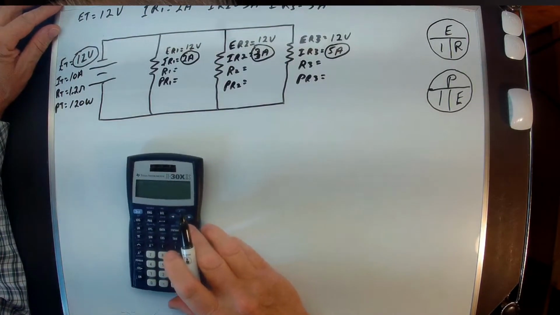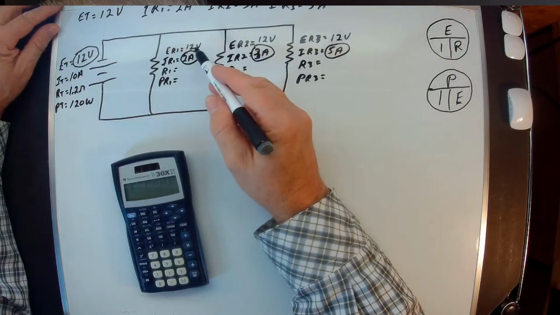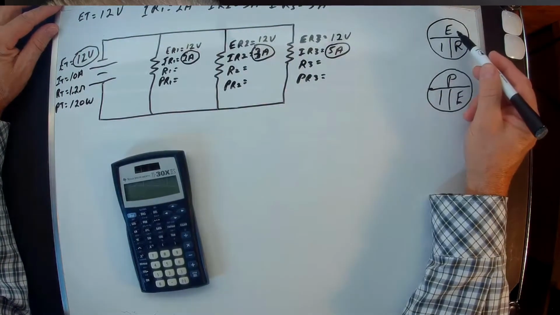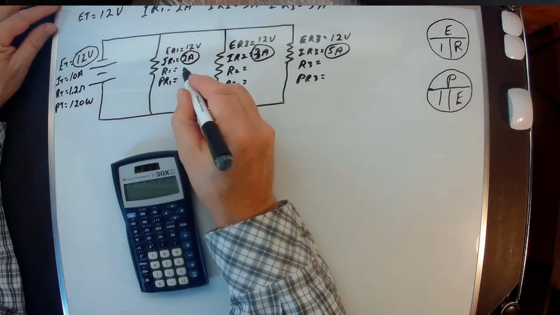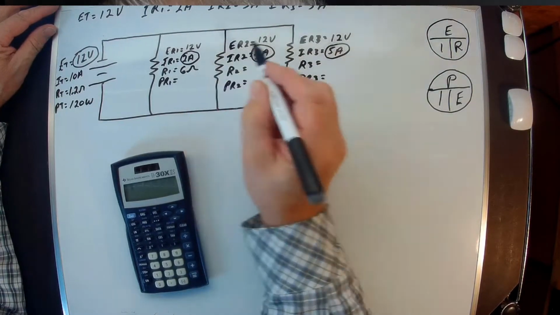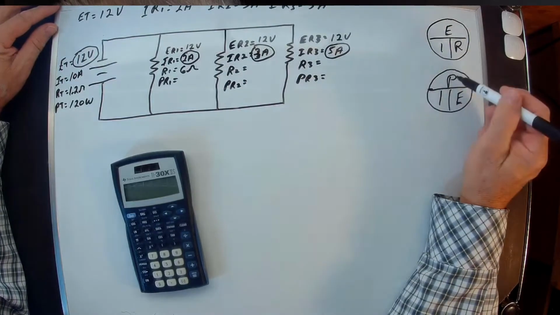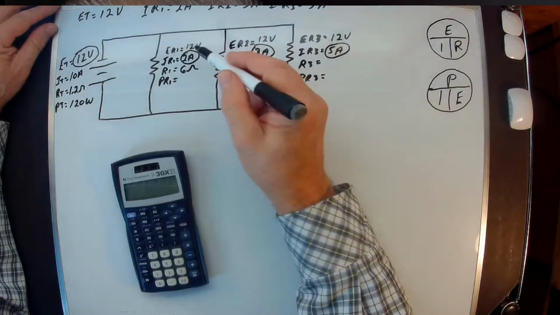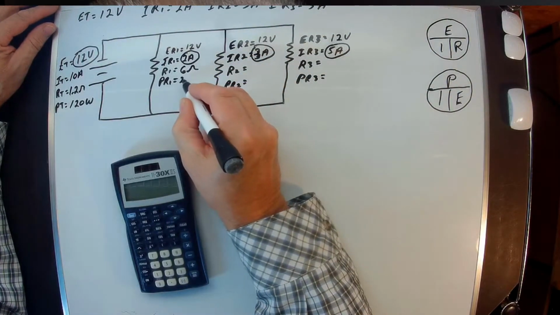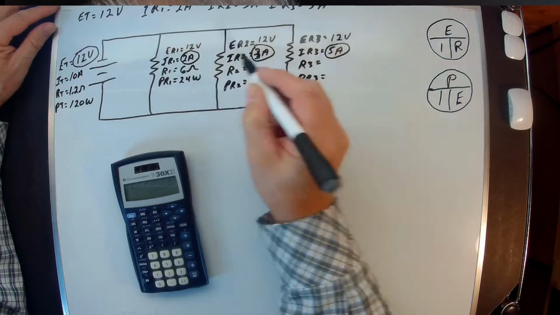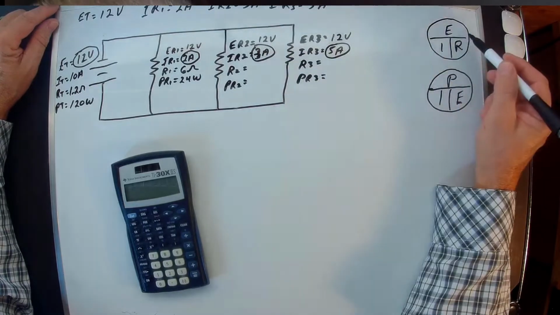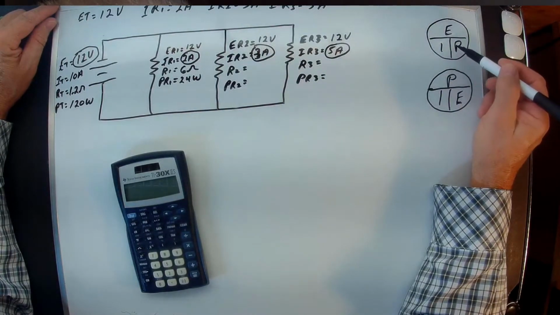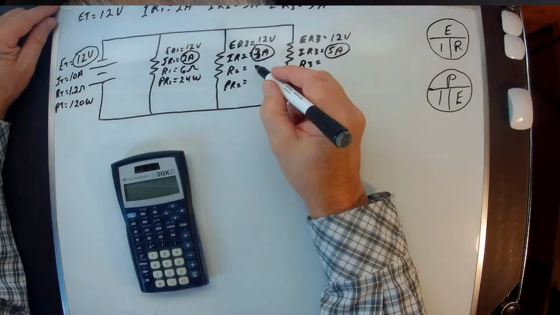Okay, so we got that one. Let's work this one. 12 volts, 2 amps. 12 divided by 2 gives you 6 ohms of resistance. And then I times E, 2 times 12 will give you 24 watts. No problem. All right, 12 and 3, 12 volts, 3 amps gives you 4 ohms.